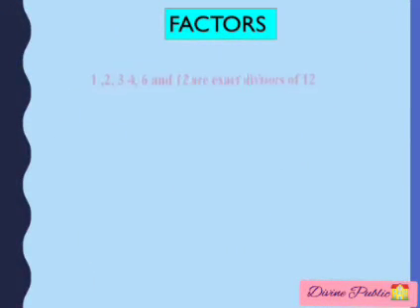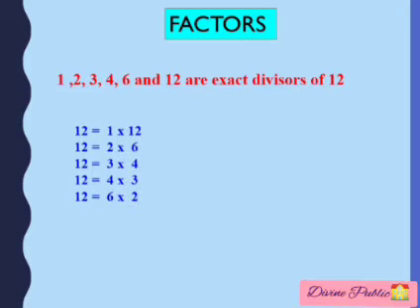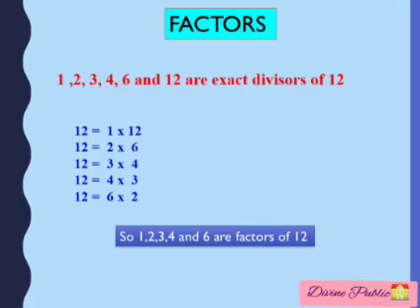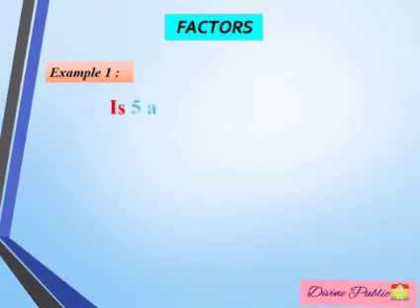Let us see another example. 1, 2, 3, 4, 6 and 12 are exact divisors of 12. Dear students, here you can see all the factors of 12. So 1, 2, 3, 4, 6 and 12 are the factors of 12. Now let us solve some examples.